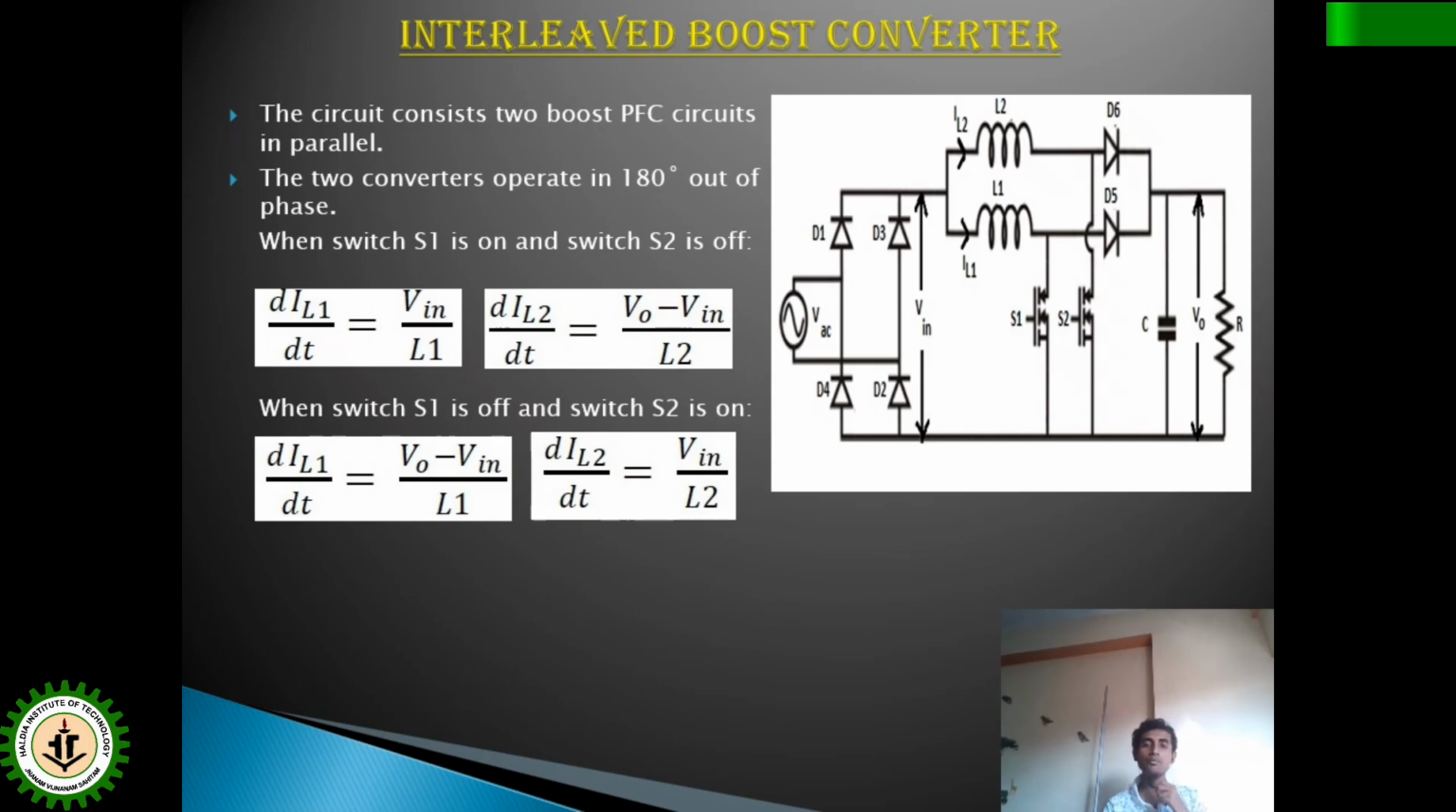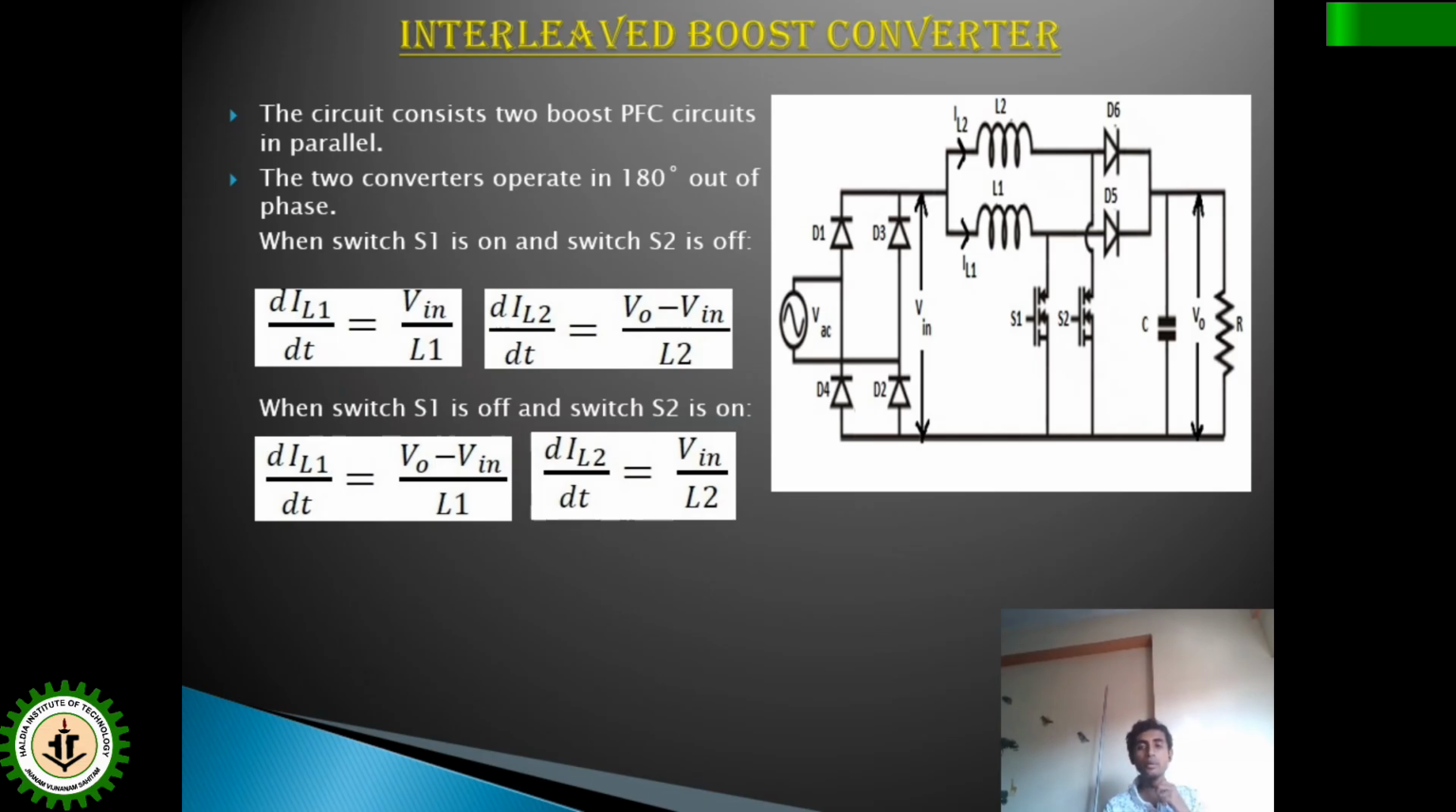In this interleaved boost converter, two boost converters are in parallel. The first boost converter, as it can be seen, has inductor L1, which is connected with switch S1. There is diode D5 and there is load obviously in the output side. Similarly, for boost converter 2, there are inductor L2, which is connected with switch S2. There is diode D6 and obviously the load. Now, what is the advantage of connecting two choppers or two boost converters in parallel?